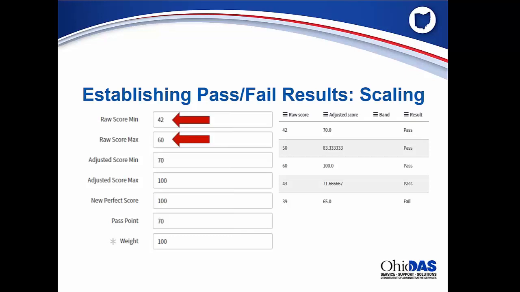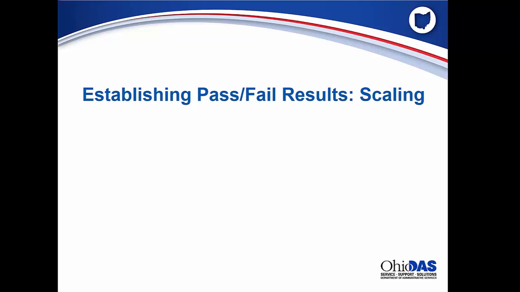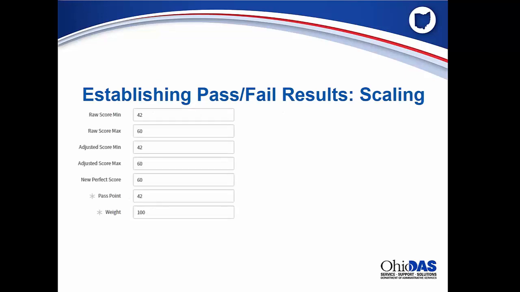We might do this if we have a test that only has a max of far less than 100, and we want 42 to equate to a 70, for example, and 60 to equate to 100 in our example. We have another example too. Let's imagine that we have a raw score minimum of 42 and a raw score max of 60, and we actually want to just output it that exact same way. So it would result in a 42 out of 60.